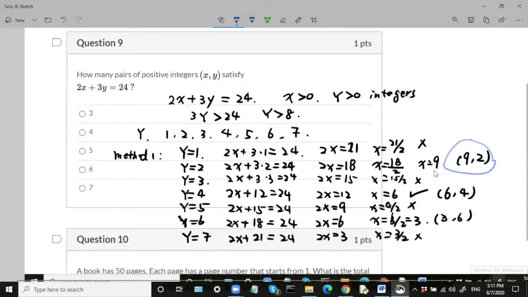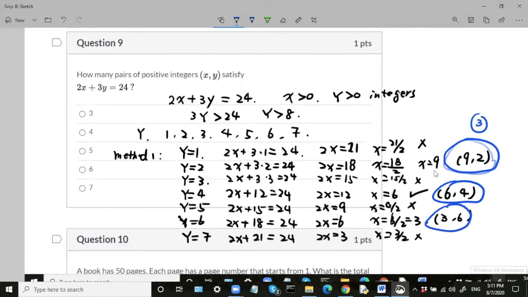Okay, so we have 3 pairs. 1, 2, 3. Okay, so the answer is 3. And we also can have method 2. So in method 1, we just plugged in the 7 y values and got x.